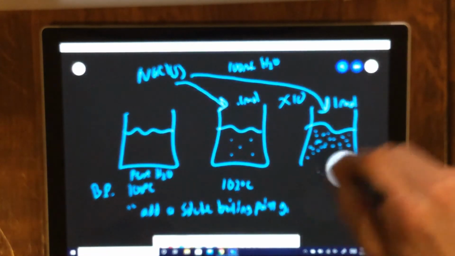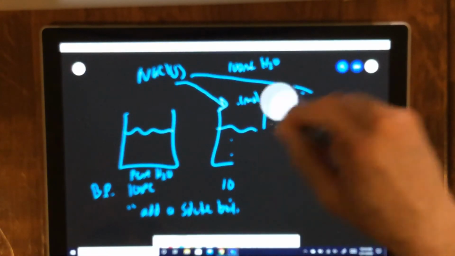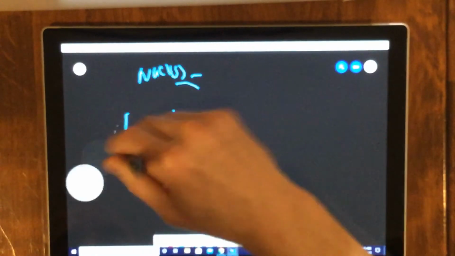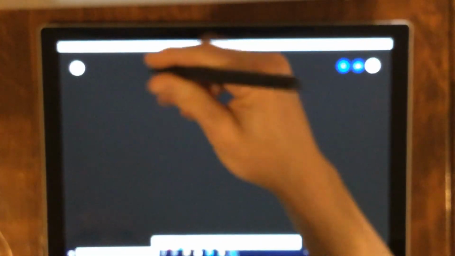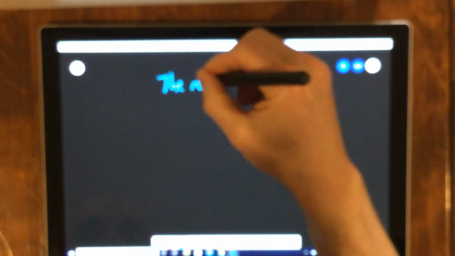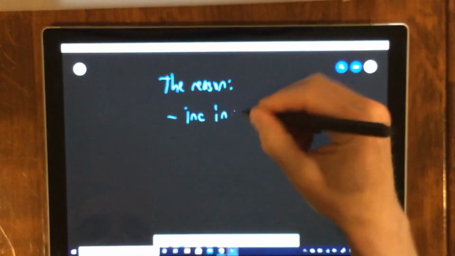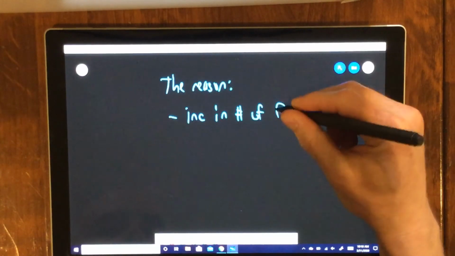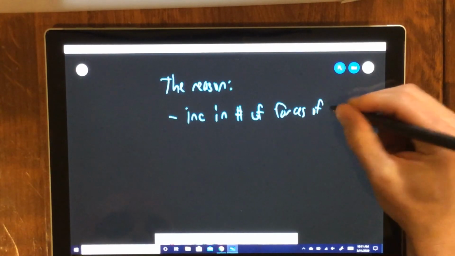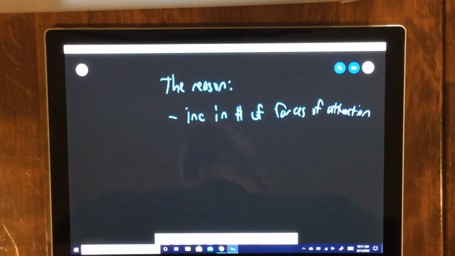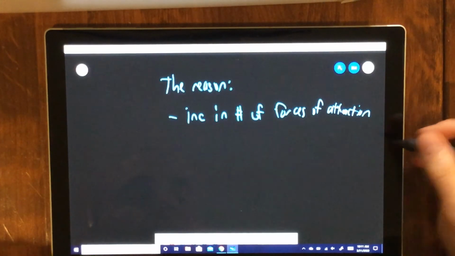And the reason for that there is an increase in the number of forces of attraction. How much time do I got? All right. Okay. What does that mean?